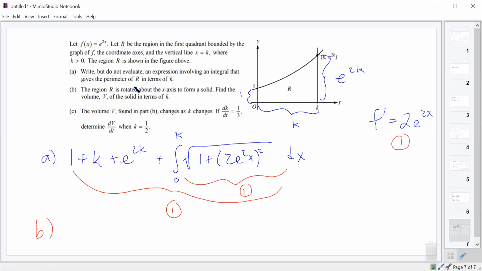Part B. We take R and rotate it around the x-axis to form a solid. Find the volume V of the solid in terms of k. So that ought to be pi times an integral from 0 to k of that radius squared. And what's your radius? Just e to the 2x. So what does that come out to be? That's e to the 4x before you integrate it.